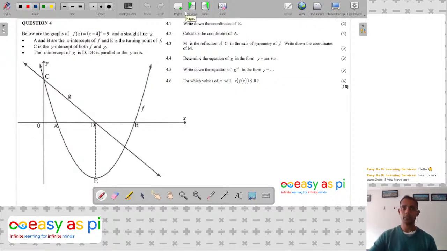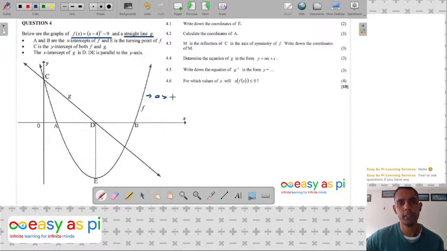And so now let's go to the functions and the inverses. They say below are the graphs of f of x is equal to (x minus 4) squared minus 9 and a straight line, g. Now, if we look at this, we know that this should be a parabola. It's a happy face parabola. So let's start to highlight what I know. If it's a happy face, I know a must be greater than 0.